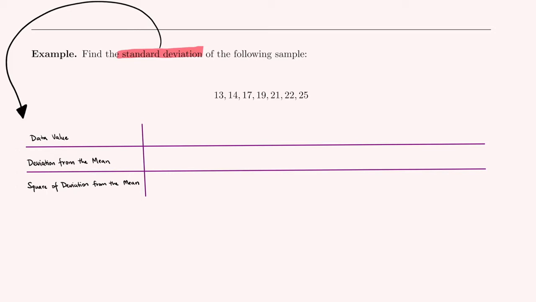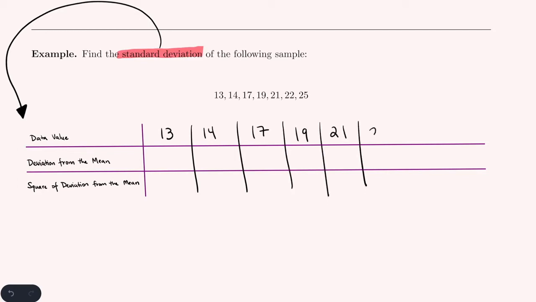Next, we start to fill in the chart, starting at the first row. What are the data values? Well, we can see them above. They are 13, 14, 17, 19, 21, 22, and 25.